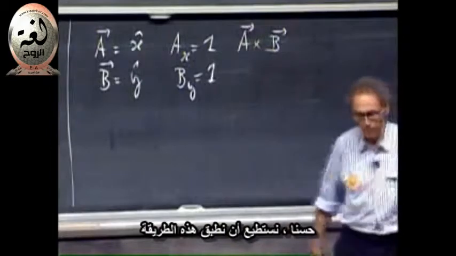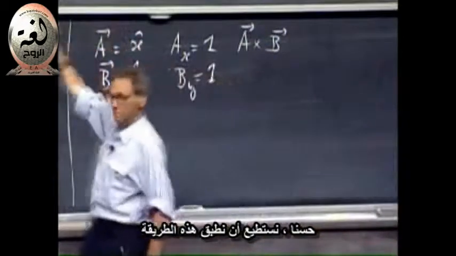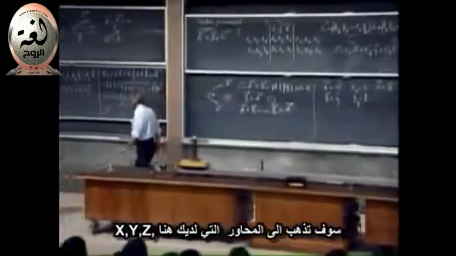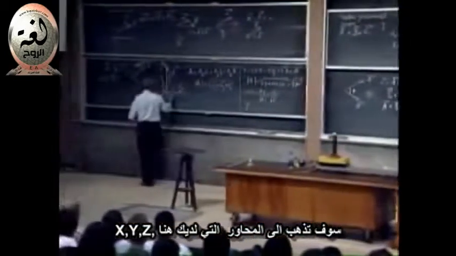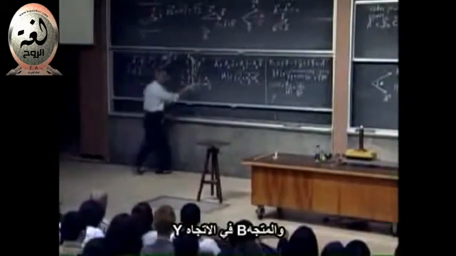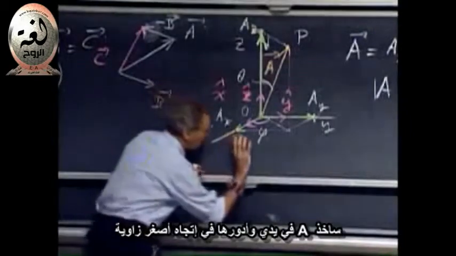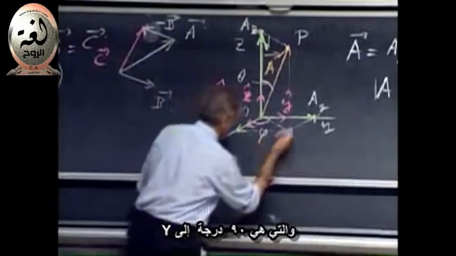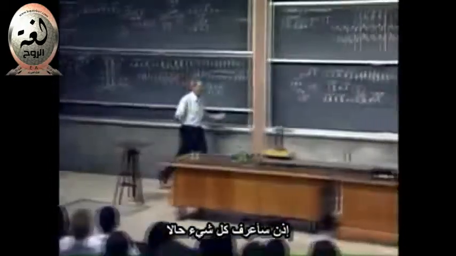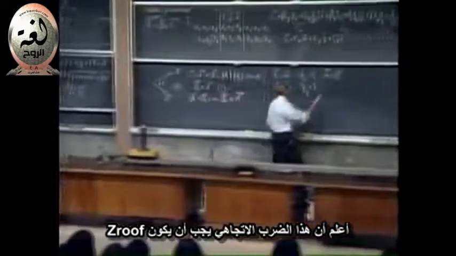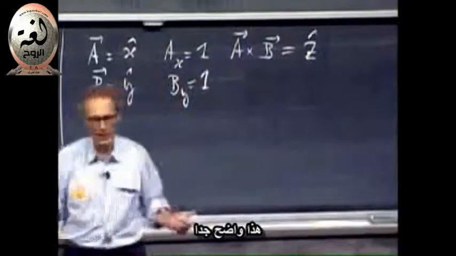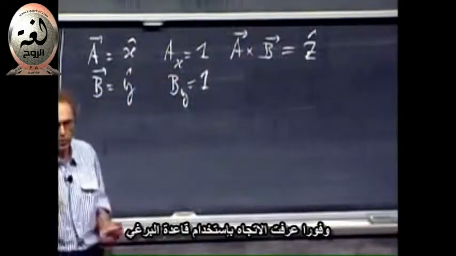Well, you can apply that recipe, but it's much easier to go to the x, y, z axis that we have here. A was in the x direction, the unit vector, and B in the y direction. I take A in my hand, I rotate over the smallest angle, which is 90 degrees to y, and my corkscrew will go up. So I know the whole thing already. I know that this cross product must be z roof. The magnitude must be 1, that's immediately clear, but I immediately have the direction by using the corkscrew rule.